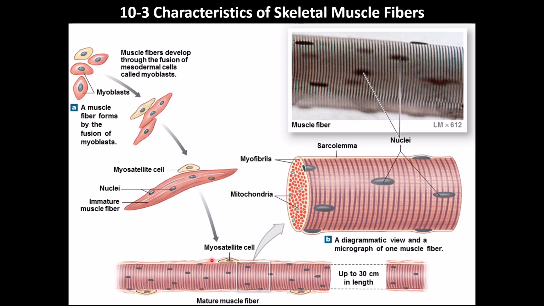One more thing is about the myosatellite cells. So in case the muscle is injured, these myosatellite cells become enlarged and then divide, and they fuse with the muscle fiber. So it helps repair the muscle fiber. If the muscle fiber is totally damaged, it cannot be repaired. So this is unlike epithelial tissue or connective tissue that can be repaired, but muscle cells and nerve cells, if the damage is severe, they cannot be repaired.